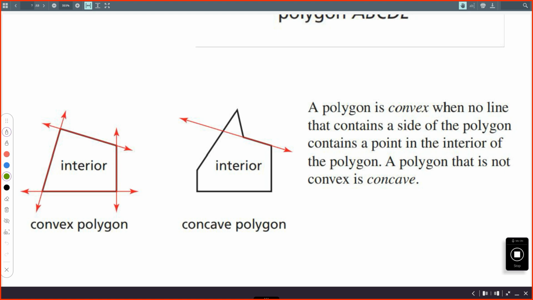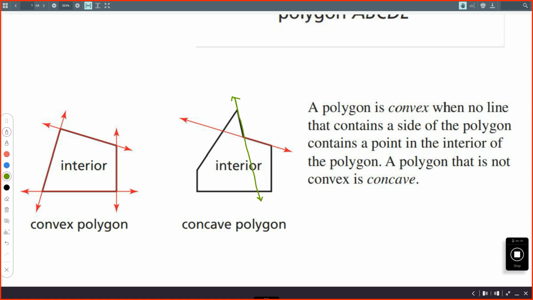Yes, please, Tony. To draw another line such that it goes through the interior. That's great. And it passes through the interior big time. Look at that long segment that goes through the interior of the polygon. Okay, so if you can find at least one line such that when you draw it to extend a side, it passes through the interior of the polygon, then the polygon is concave.